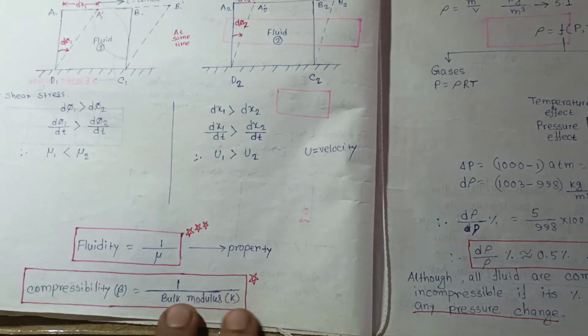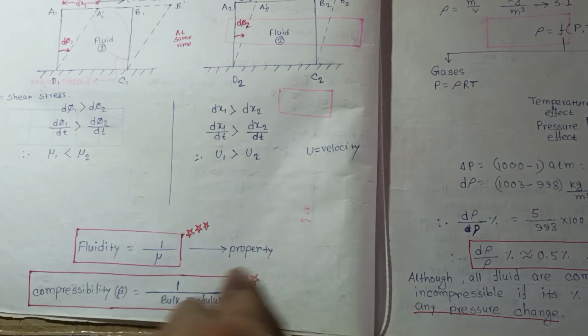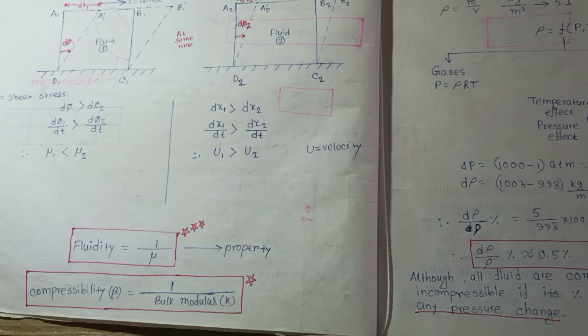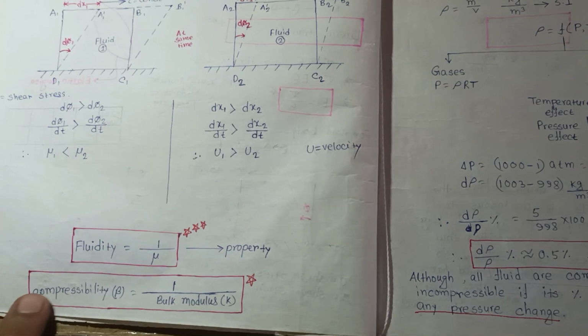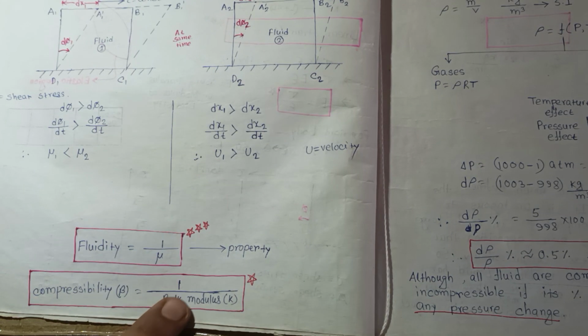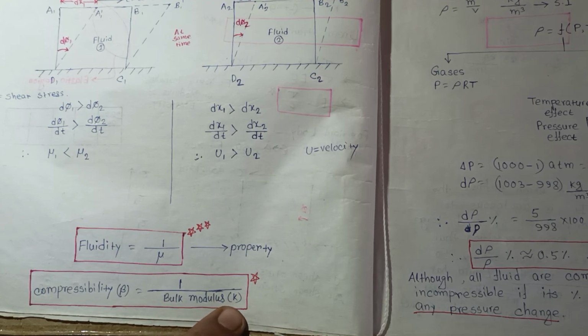There is another very important property, fluidity, which is 1 by viscosity. This is a property of the fluid. And there is another property, compressibility, beta, which is 1 by the bulk modulus, K.